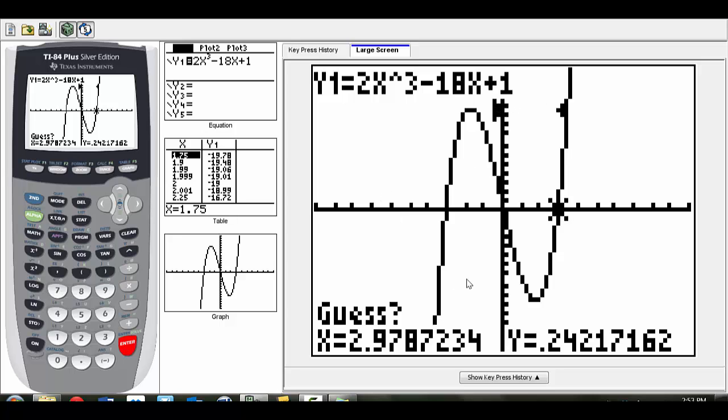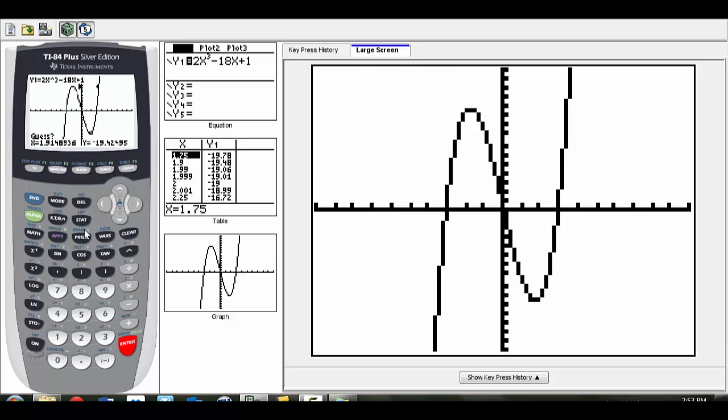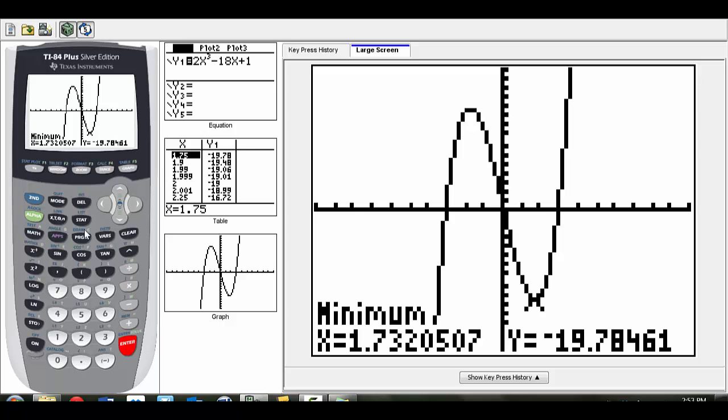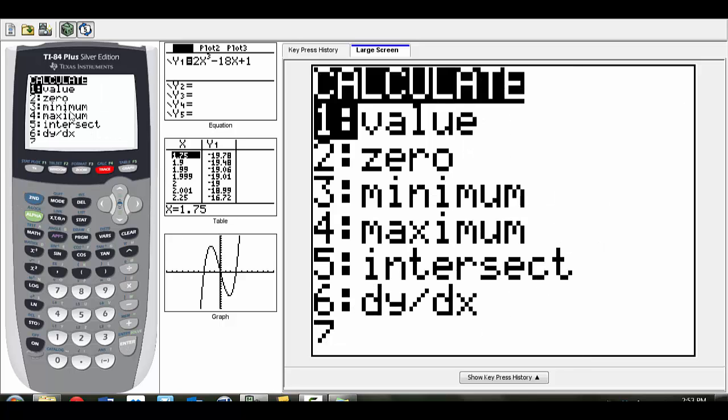So now a guess doesn't matter because we only have one minimum, but you might want to go close to where that minimum is and press enter. So we know that our minimum, and you might want to write that point down. Now the maximum, same process. You're going to choose number 4, maximum.